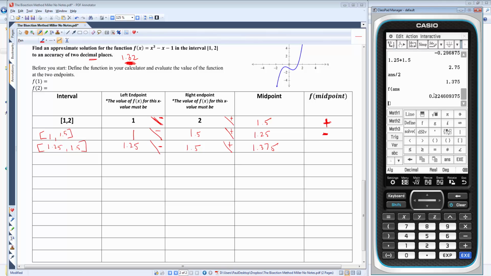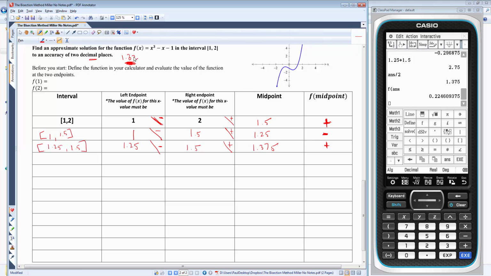Now you notice these y values that we're producing are also getting smaller and smaller. That's because we're getting closer and closer to here. And when we do f of these x values here, it produces a smaller and smaller y value, and that's a good sign. It means we're getting closer and closer and closer. Alright, so what that did was produced a positive. Okay, so what I know now is that our approximate solution, or the root, must be between 1.25 and 1.375.